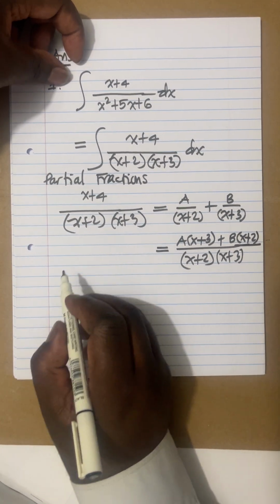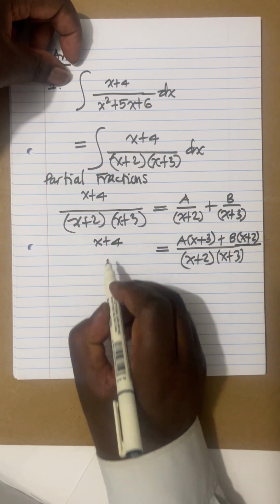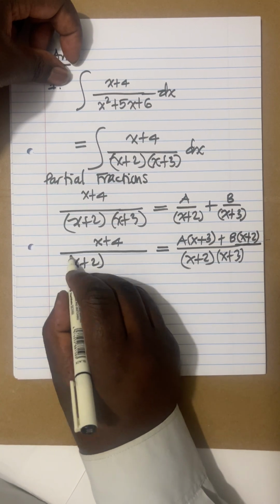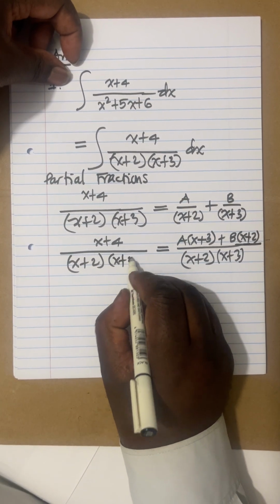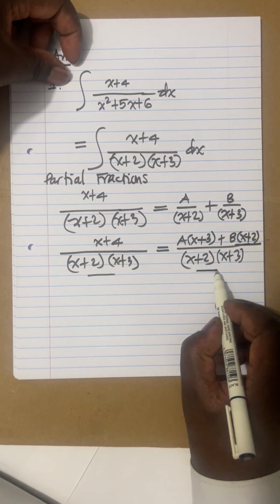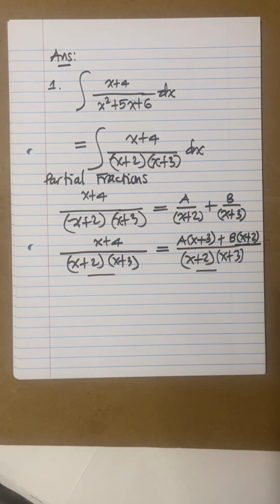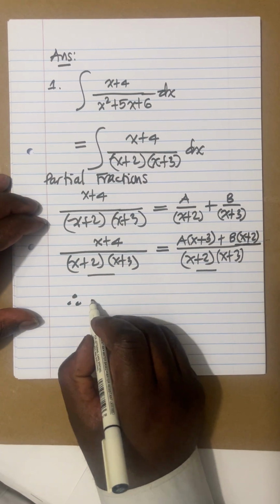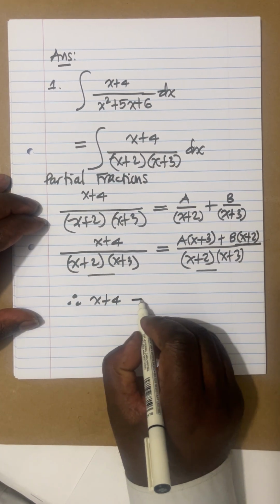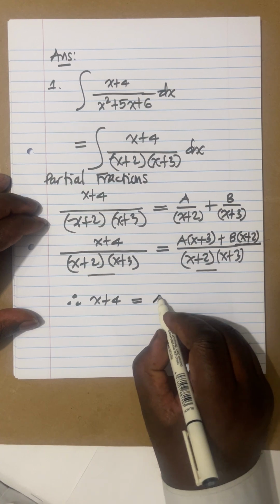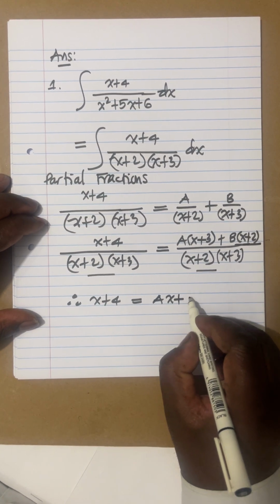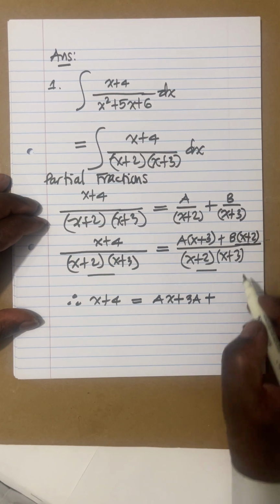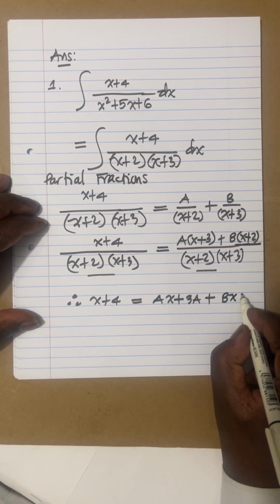So what do we have on the left hand side? We have x plus 4 all over x plus 2 and then x plus 3. Now notice that the denominators are the same. It means I can equate numerators because now this is one fraction and that's one fraction. So I'm going to say therefore x plus 4 must be equal to, expand this, I'm going to have Ax plus 3A plus Bx plus 2B.